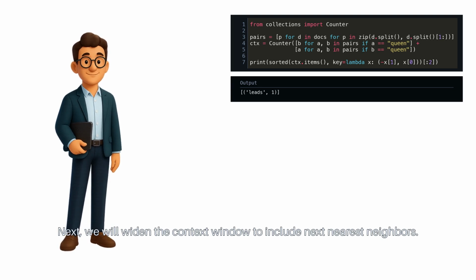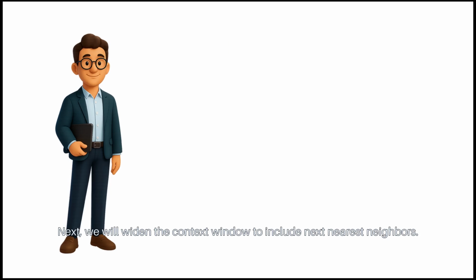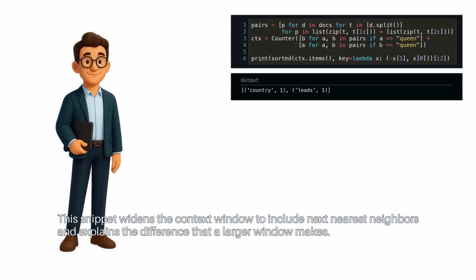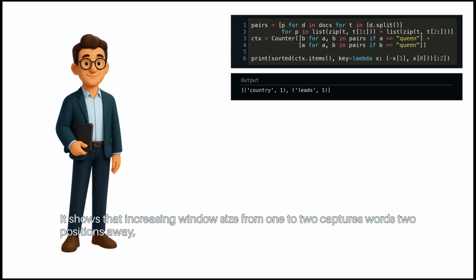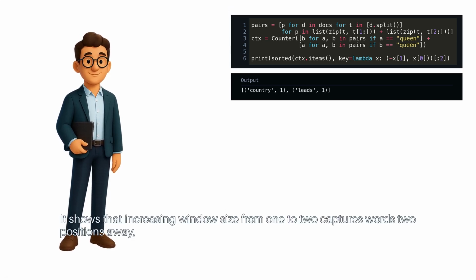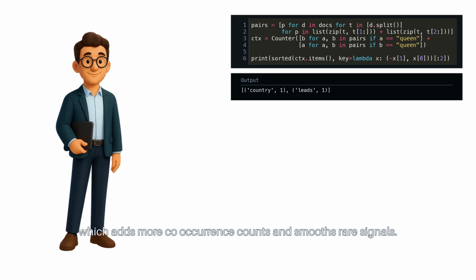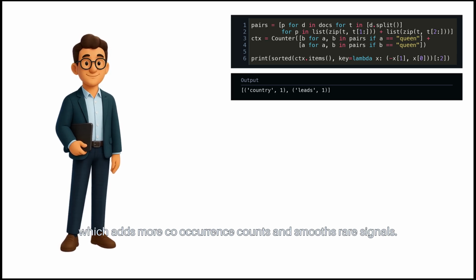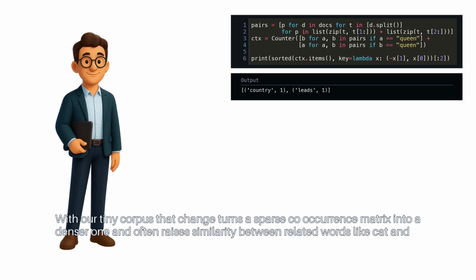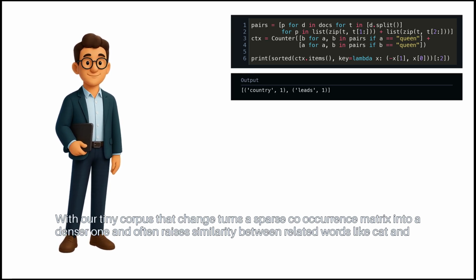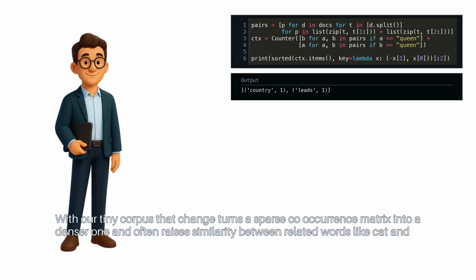Next, we will widen the context window to include next nearest neighbors. This snippet widens the context window to include next nearest neighbors and explains the difference that a larger window makes. It shows that increasing window size from 1 to 2 captures words 2 positions away, which adds more co-occurrence counts and smooths rare signals. With our tiny corpus, that change turns a sparse co-occurrence matrix into a denser one and often raises similarity between related words like cat and pet.